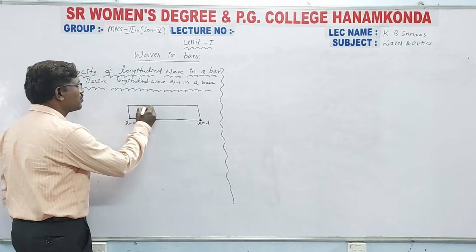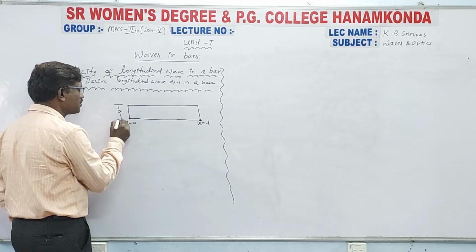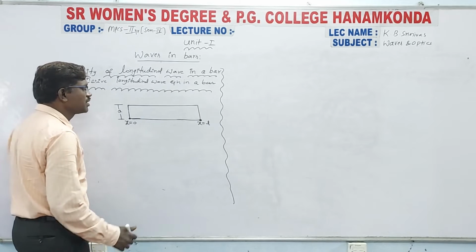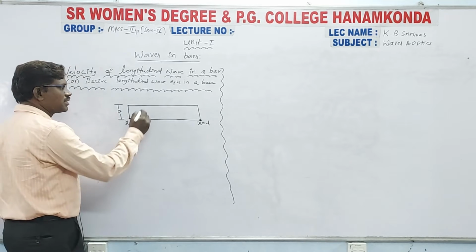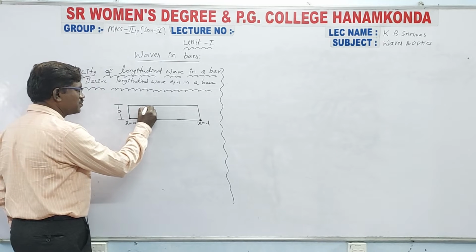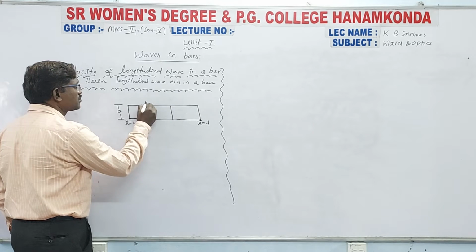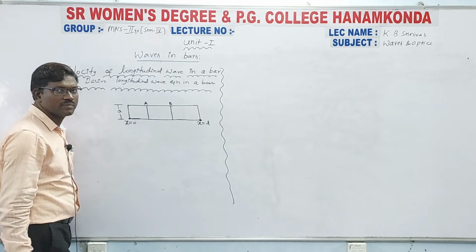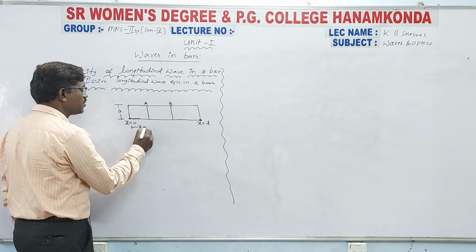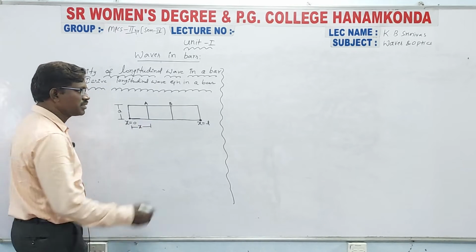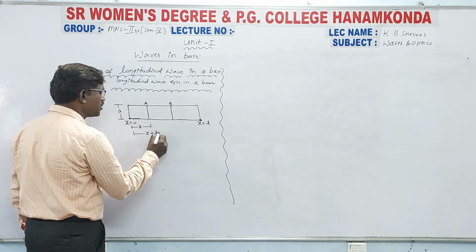Let us consider the area of cross section of this bar as A, and the length of the rod as L. Let us consider two layers, A and B, of the bar. Let the first layer be situated at x distance from one end. The second layer of the bar is situated at x plus dx from the fixed point.